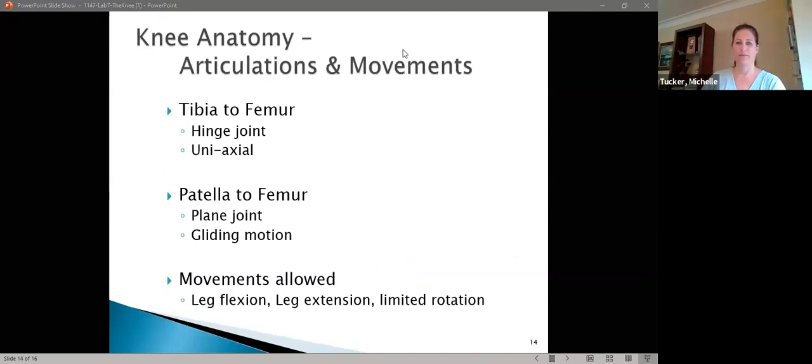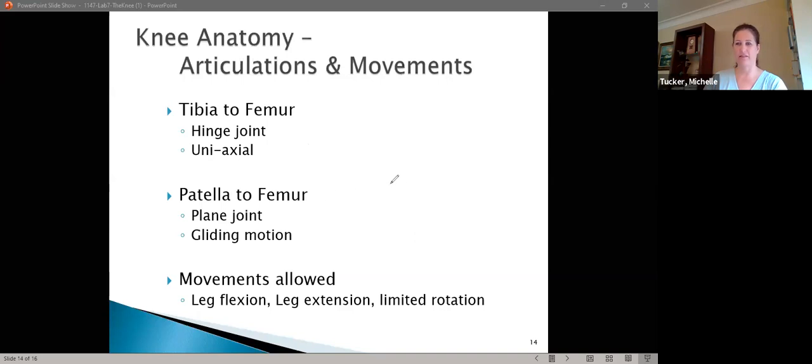For articulations, I don't know if you've gone to joints in lecture or not, but the types of joints that occur, and this is good to know because there's a good chance that you'll see portions of these on the lab exam, we'll start with the patella to the femur.